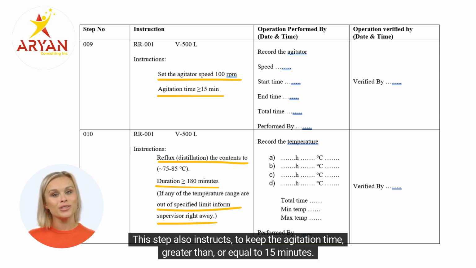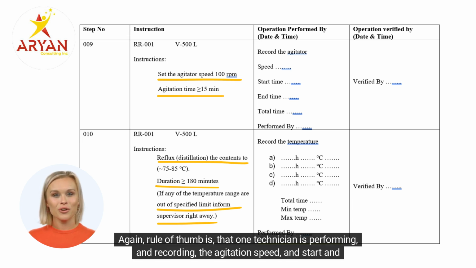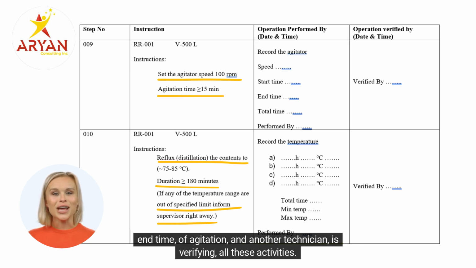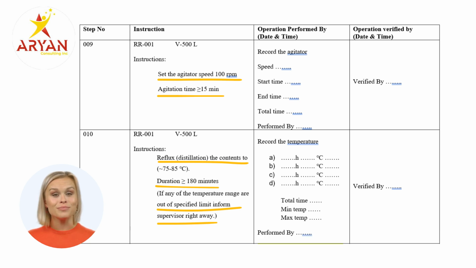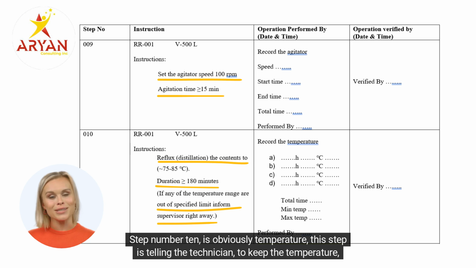This step also instructs to keep the agitation time greater than or equal to 15 minutes. Again, the rule of thumb is that one technician is performing and recording the agitation speed and the start and end time of agitation, and another technician is verifying all these activities. Step number 10 is obviously temperature.